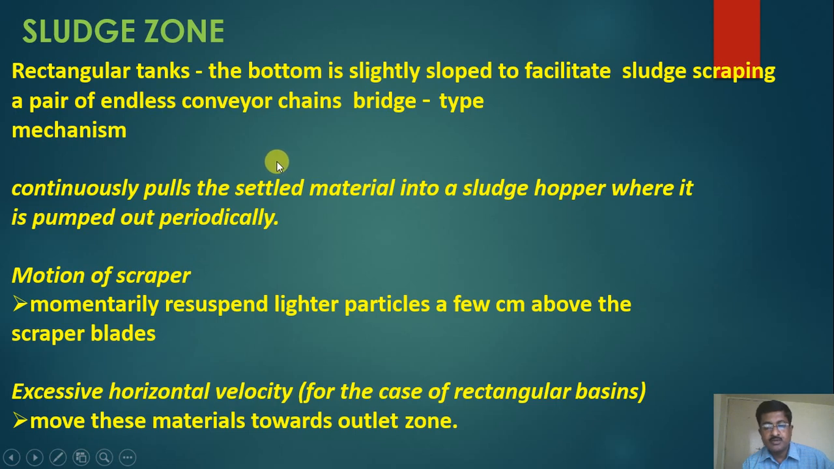The sludge is removed. If the water quantity is huge, the sludge developed will also be more in quantity, so continuous removal is necessary. The motion of the scraper should be adjusted properly, otherwise it may momentarily resuspend lighter particles a few centimeters above the scraper bed. Excessive horizontal velocity, in the case of a rectangular basin, moves this material towards the outlet zone. So proper conveyance is necessary. The slope is given so that the settled particles can be removed easily.